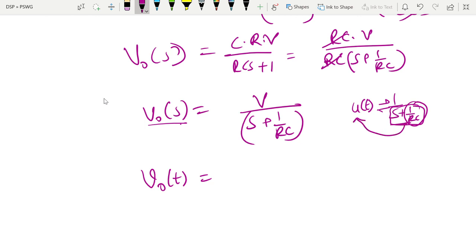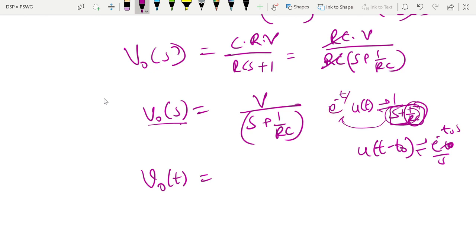All of you, I think, studied in signals and systems. Whenever there is shifting in the time domain, there will be an exponential term associated with it in the frequency domain, 1 by S. And whenever a frequency domain shift is there, there will be an exponential term multiplied with the time domain signal. So here it is e to the minus t by RC, where 1 by RC is this. So here V into e to the power minus t by RC into u(t).